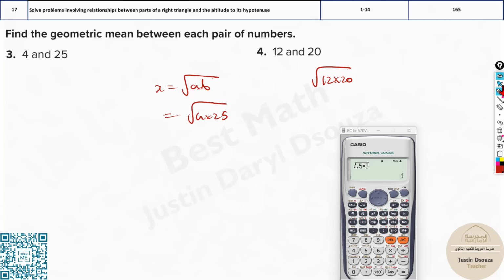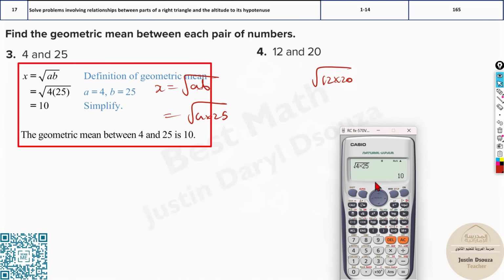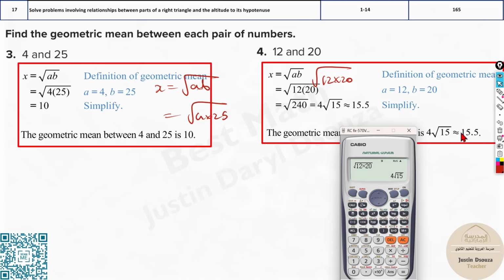So this is how we find the geometric mean. Now here as well, it'll be 4 times 25. That's the answer here. It's 10, the average between these two geometrically. And same way over here, you can just use the square root symbol. 12 times 20, it's 4 root 15, or you can consider it as 15.5. It's approximately 15.5.